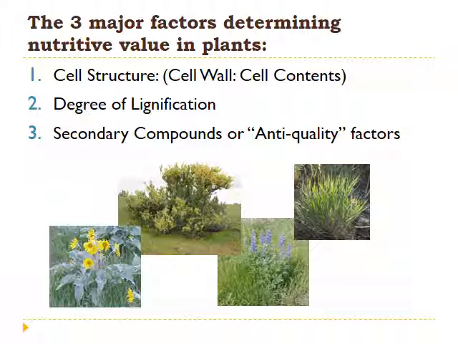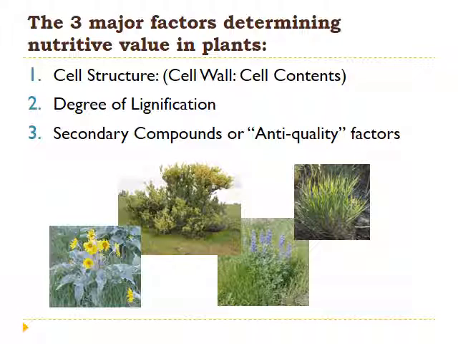Okay, thinking about the nutritive value of a plant, if you just step back for a minute and try to think about what are the major attributes of a plant that influence its nutritive value, I break it down to these three major factors, and throughout the rest of this presentation I'll talk about how these three factors influence the overall forage value of a plant. The first is the cell structure, particularly the amount of cell wall to cell contents. So the more cell contents a plant has, the more nutrients it has, and the more cell wall it has, the more structural carbohydrates it has.